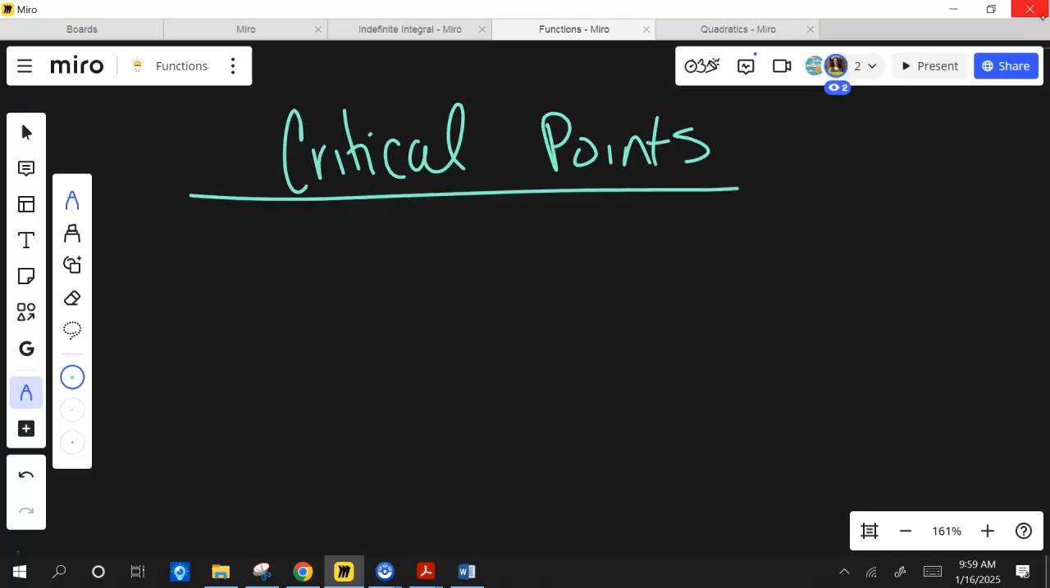Critical points. We're going to find these using a calculator. I know, I'm sorry. We're going to do critical points, increasing and decreasing intervals, and end behavior. And that's it. All right, what's a critical point?